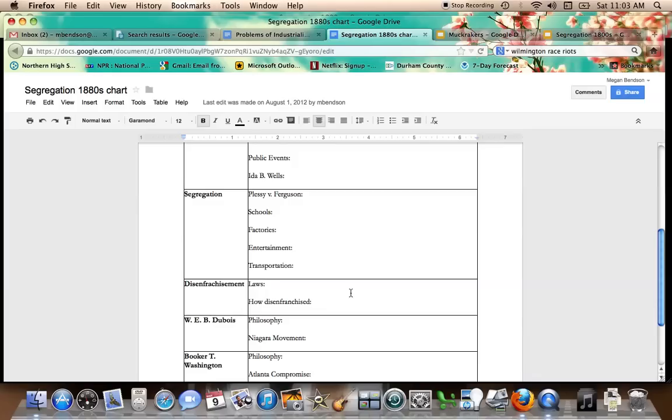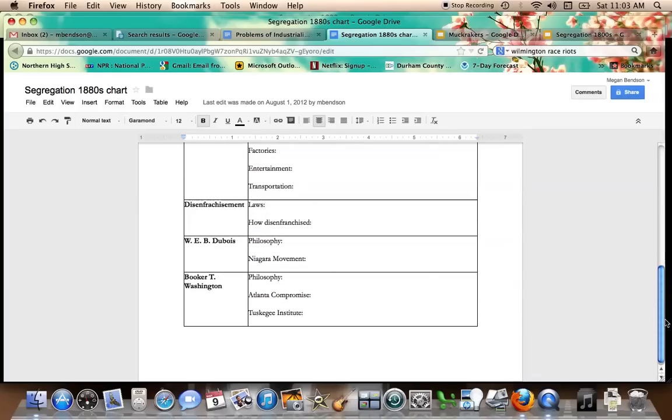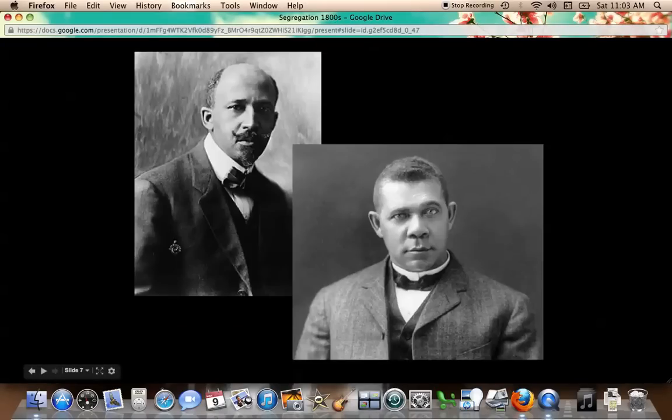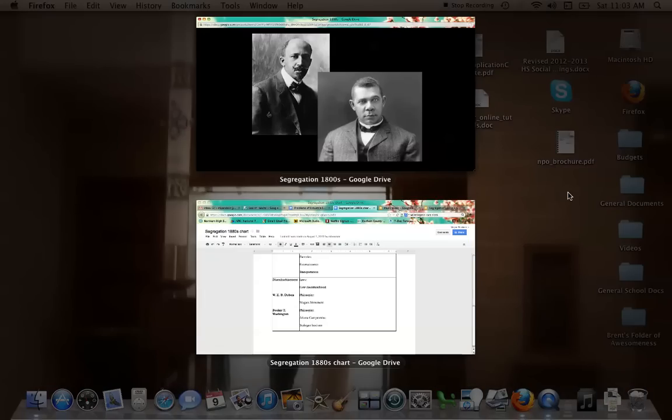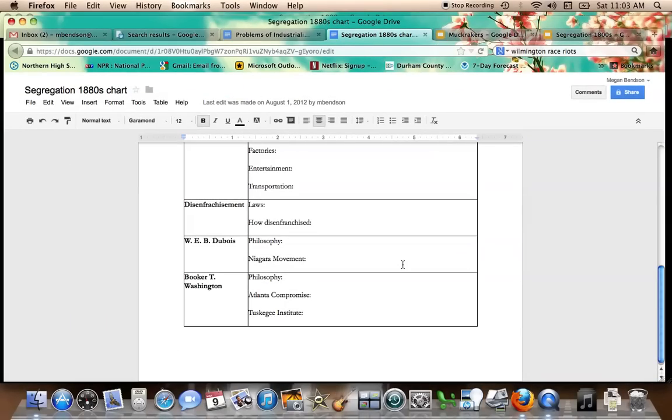So there's sort of three main ways that we saw African Americans disenfranchised. There are two main schools of thought on how to deal with the segregation, the lynching, and the disenfranchisement. We have W.E.B. Du Bois on the left, and Booker T. Washington on the right. Two very different ideas of what to do, and this is what we will be debating in class.